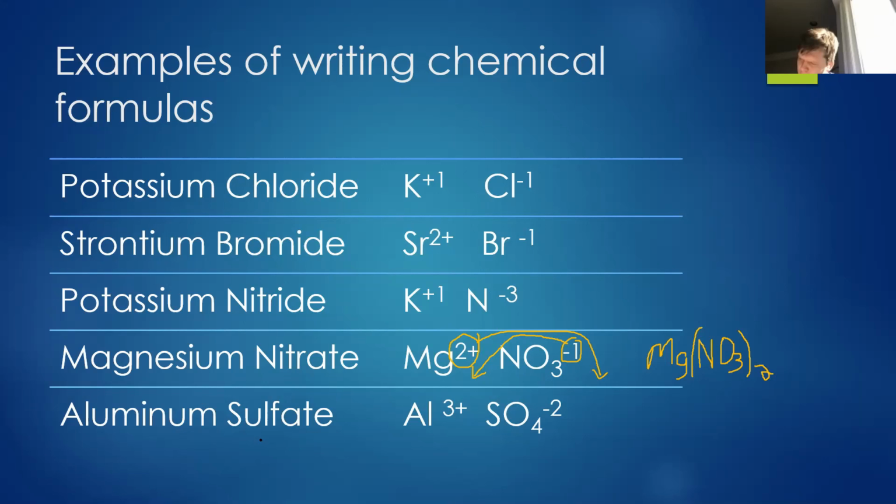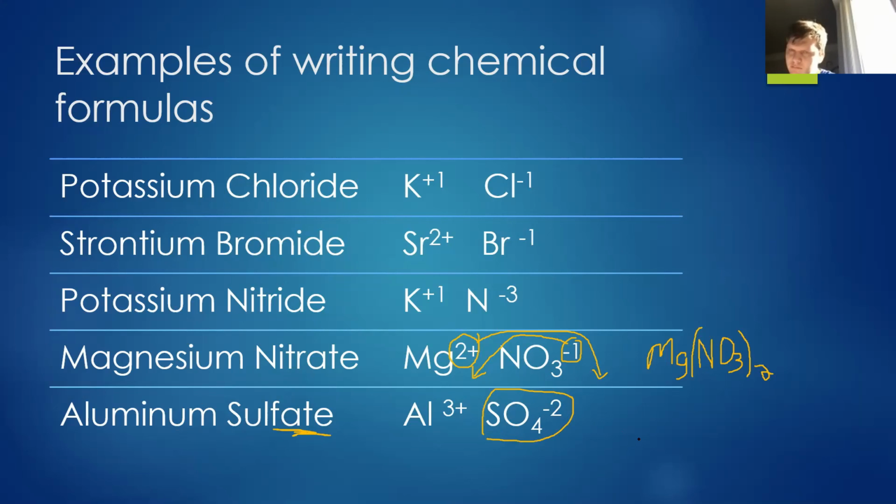The last example, aluminum sulfate, is the same thing. We see the ATE ending, and that's what leads us to finding this SO4. ATE tells me it's a polyatomic. I look at my polyatomic table, I find sulfate, and I see that it's SO4 with a -2.